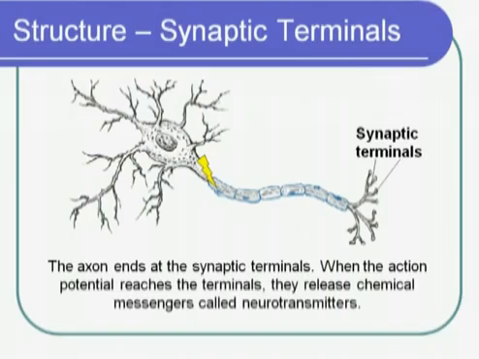The axon travels and ends in synaptic terminals, and the synaptic terminals can branch off and form functional connections to many cells. When the action potential reaches the end of the axon, the electrical signal needs to be converted into a chemical one. So when the action potential reaches the synaptic terminals, they release chemical messengers called neurotransmitters.